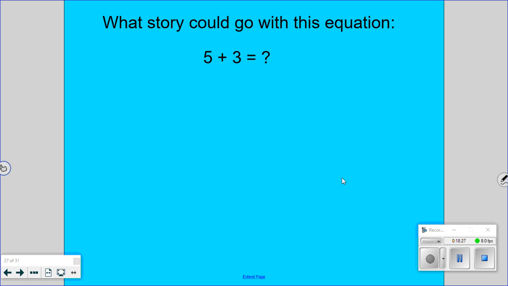What am I counting? Fruit. Cool. I have to change what I'm counting to fruit. 5 pieces of fruit plus 3 more pieces of fruit equals 8 pieces of fruit.